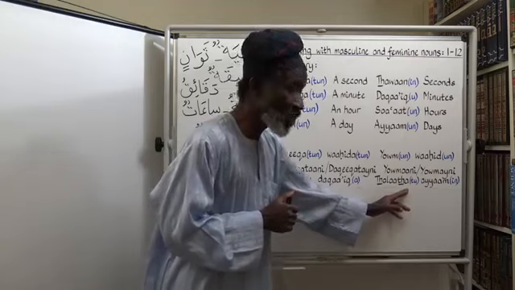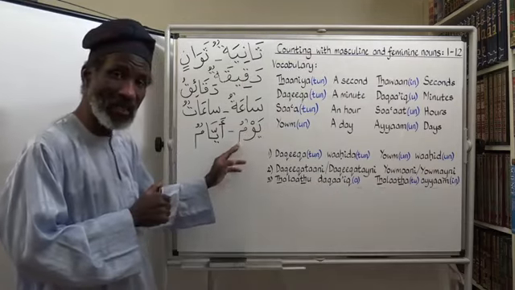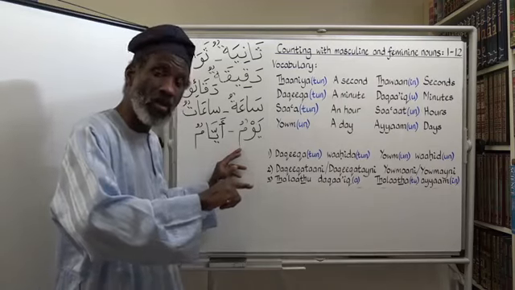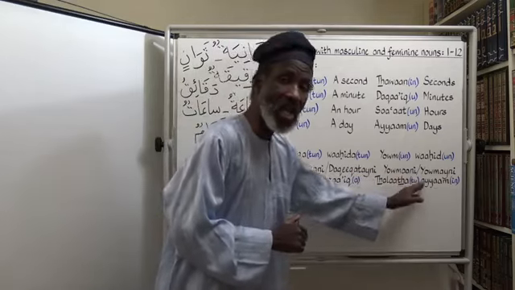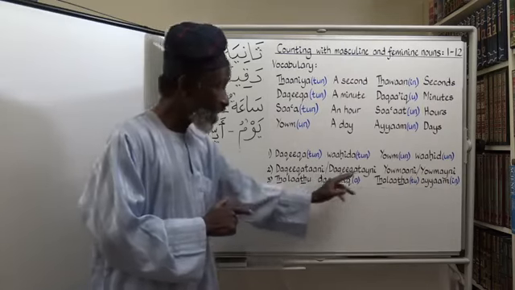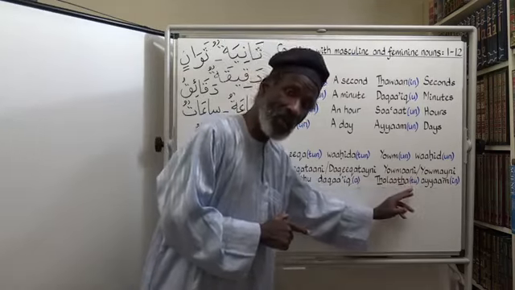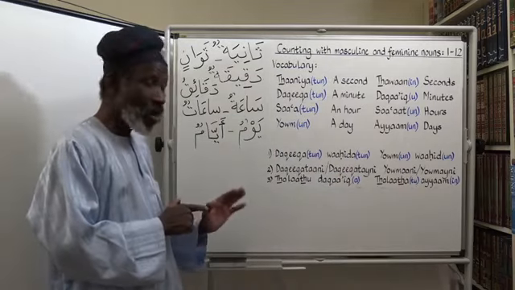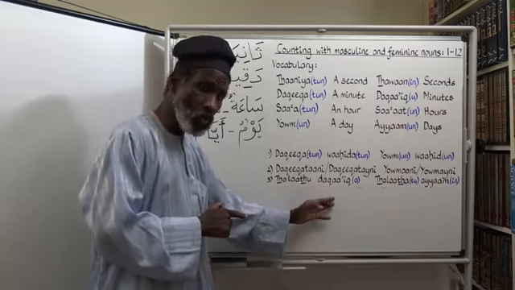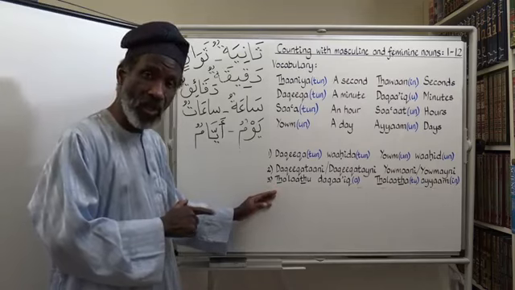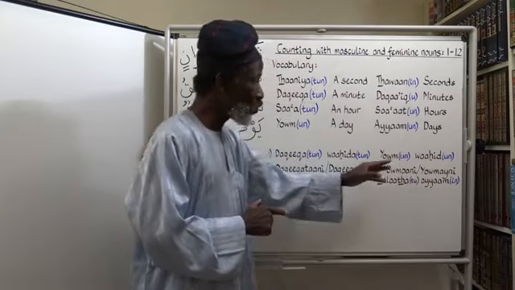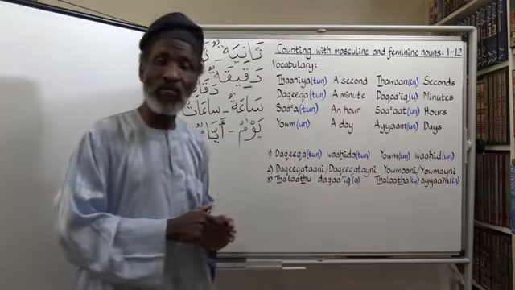Here you want to say 3 days, because day is masculine, you have to use the feminine version of number 3. Thalathatu ayyamin. So thalathu is the male version of number 3. Thalathatu is the female version of number 3. So when you are counting a feminine item, you use the male version of number 3. And if you are counting something which is masculine, you use the feminine version of number 3.